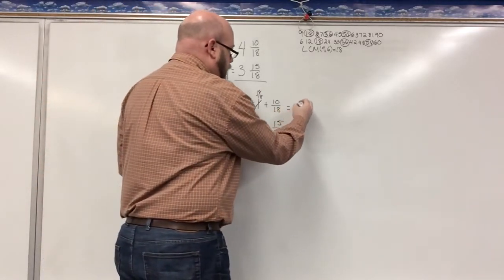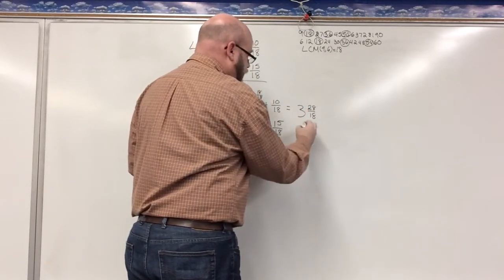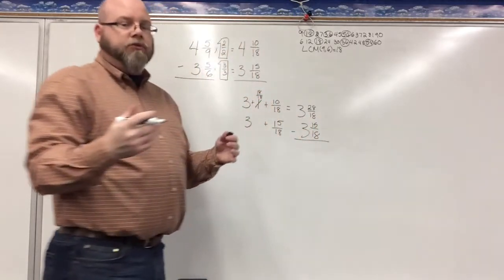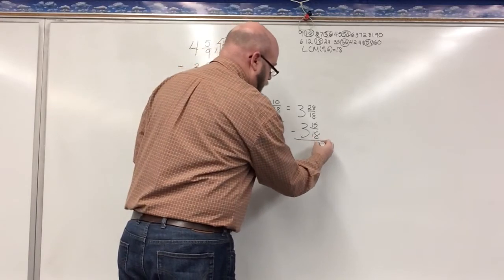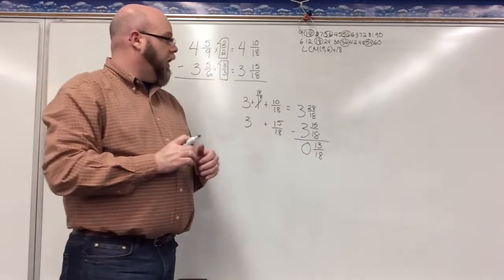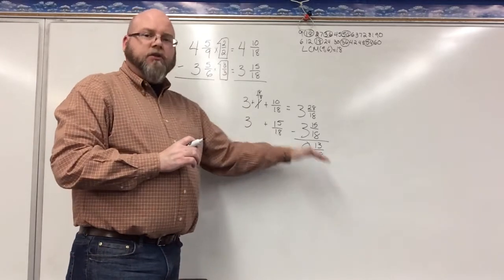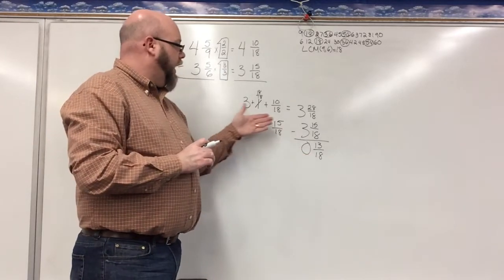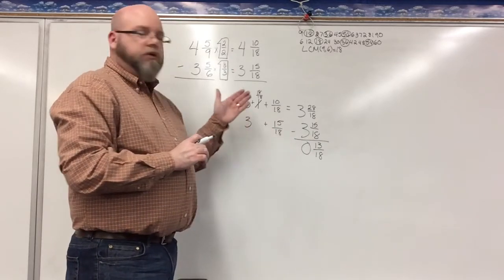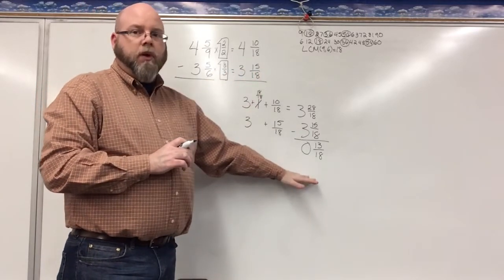So this becomes 3 plus 28/18. And this is still 3 and 15/18. And then when I subtract, I get 13/18 and a 0 in my whole number column. Same idea, or same answer, just a little different way of breaking it down and regrouping the problem so that we can work it out. Steps are the same. Still had to have same denominators before I could subtract, just a different way of regrouping.